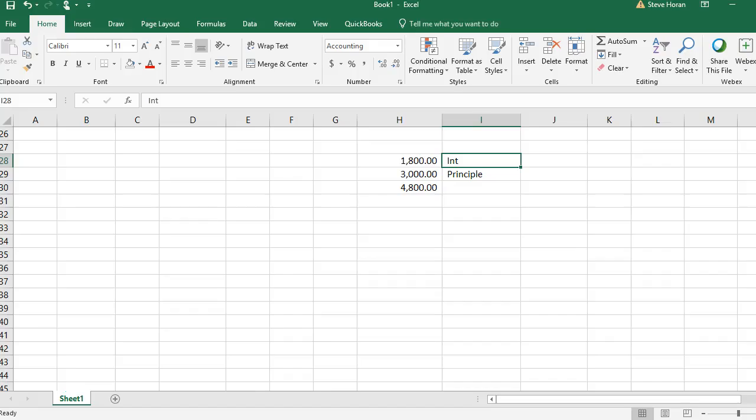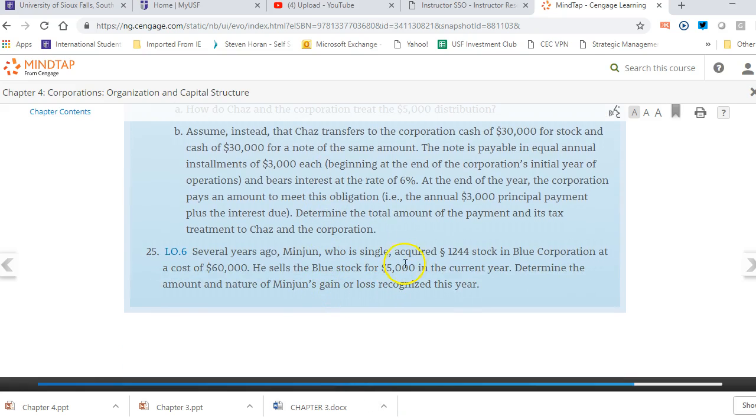One more left, question 25. Several years ago, Min Jun, who was single, acquired Section 1244 stock in Blue Corporation at a cost of $60,000. He sells Blue stock for $5,000, so big old loss there, right? So cost of $60,000, sold it for $5,000. Determine the amount and nature of Min Jun's gain or loss recognized this year. So Section 1244, there's a few paragraphs in the chapter about that, and that's called small business stock. And there's a couple of special rules regarding small business stock.